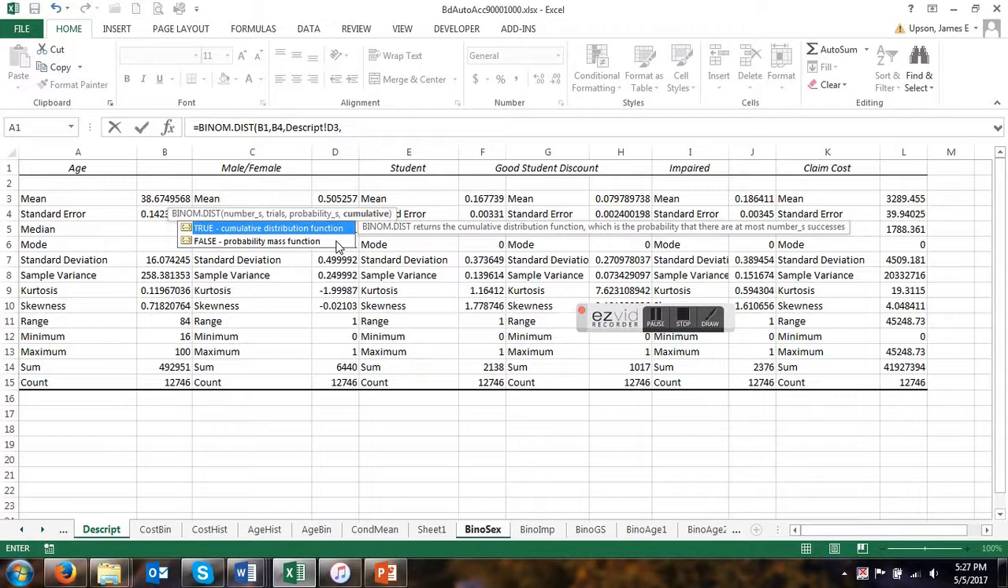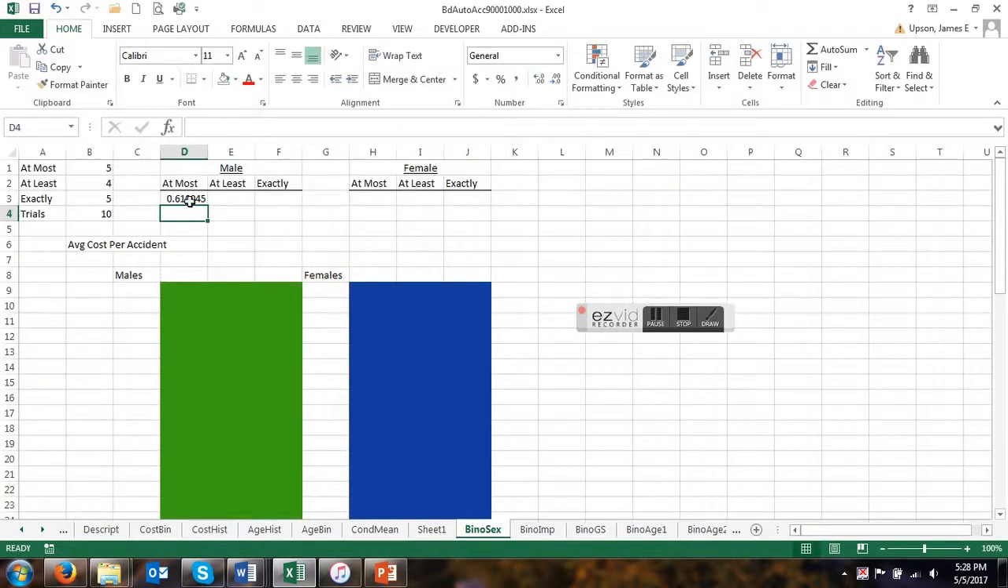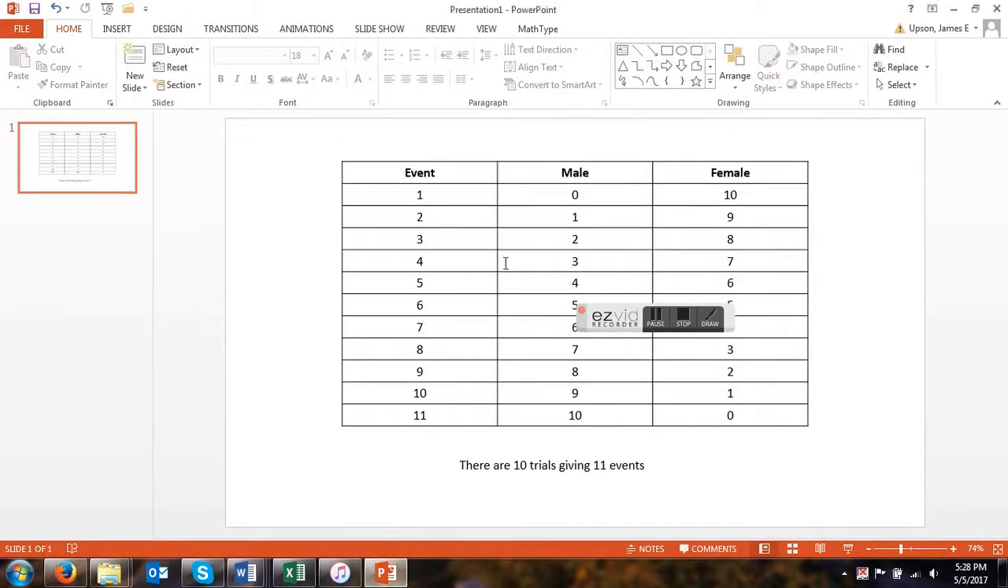And then the next thing we want to know is whether we want it cumulative or non-cumulative. Non-cumulative means it's exact. So in this case, we're cumulative, so I'm going to go ahead and enter 1. So there's a 61% probability that there's at most 5 accidents caused by males out of 10 possible events. I'm sorry, out of 10 possible trials. Now remember, this means 11 events, just to go back to this tab.